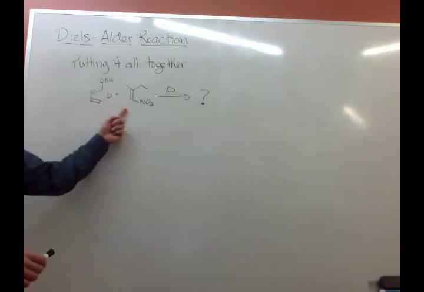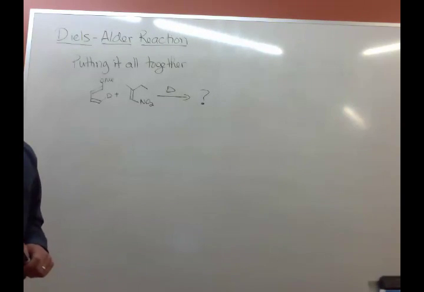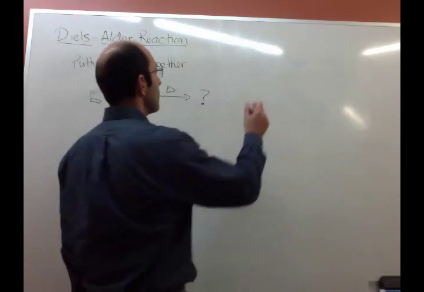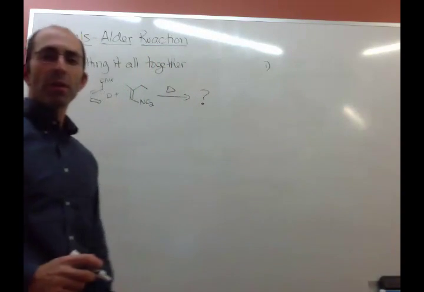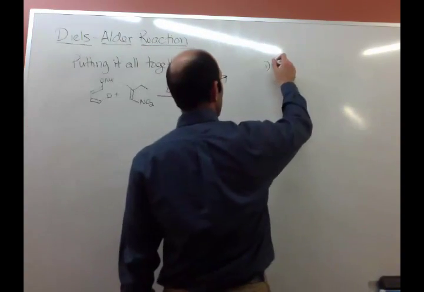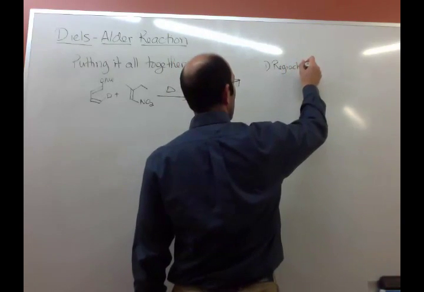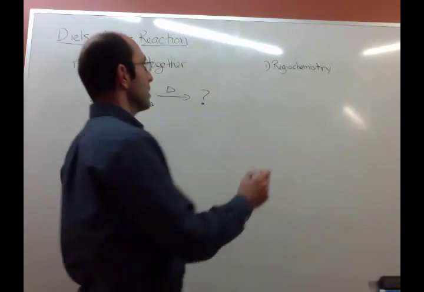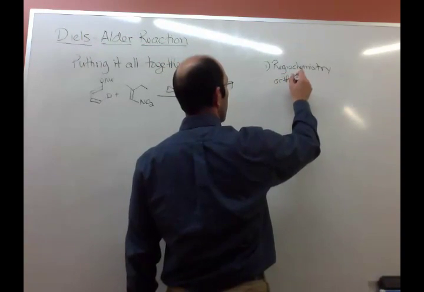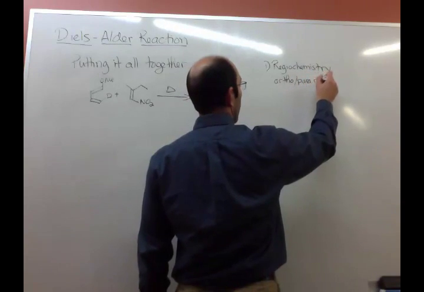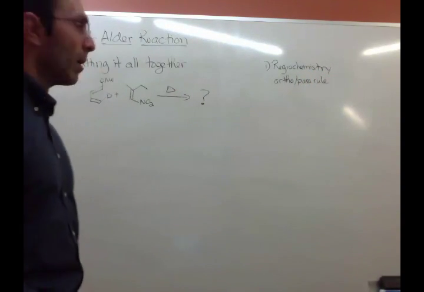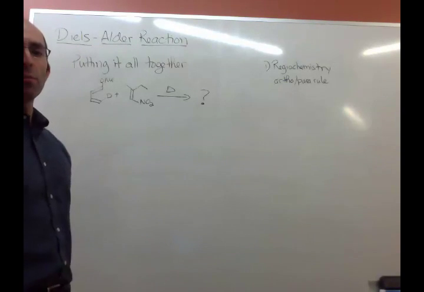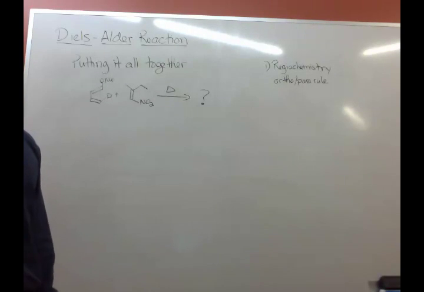Right? Here's our diene, here's our dienophile, and the question is, what's the product of this Diels-Alder reaction? Right? So let's come up with a strategy for doing these problems. Number one, we always have to consider regiochemistry. Right? And remember that regiochemistry, we're going to worry about the ortho-para group. Okay? So we're going to look for the most electron-rich carbon on the diene, the most electron-poor carbon on the dienophile. Those two are going to come together.